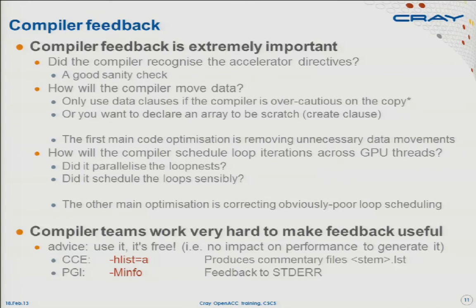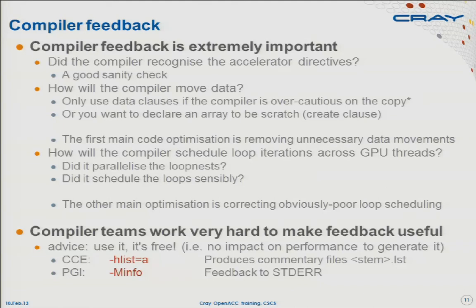So then you compile it. Compiler feedback is really important. Did it compile the directives or not? How will the compiler move the arrays? Only use data clauses if the compiler is being overcautious. Otherwise, just let the compiler do it. Or if you want it to be a temporary array. And the first optimization is always removing the unnecessary data movements.